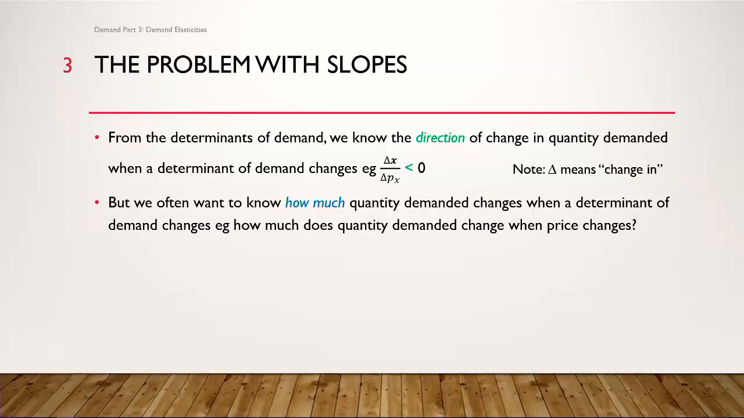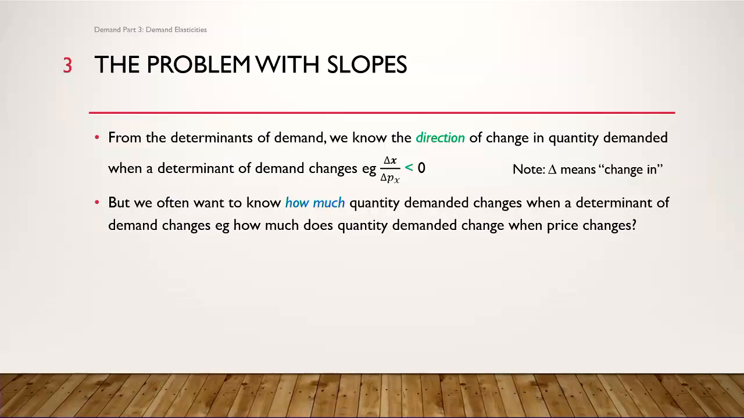So in the previous example, we saw when the price of X went up from 9 to 16, the quantity demanded of X fell from 16 to 9, fell by 7 units. So we know demand curves slope down, so the price goes up, quantity demanded goes down, but by how much?